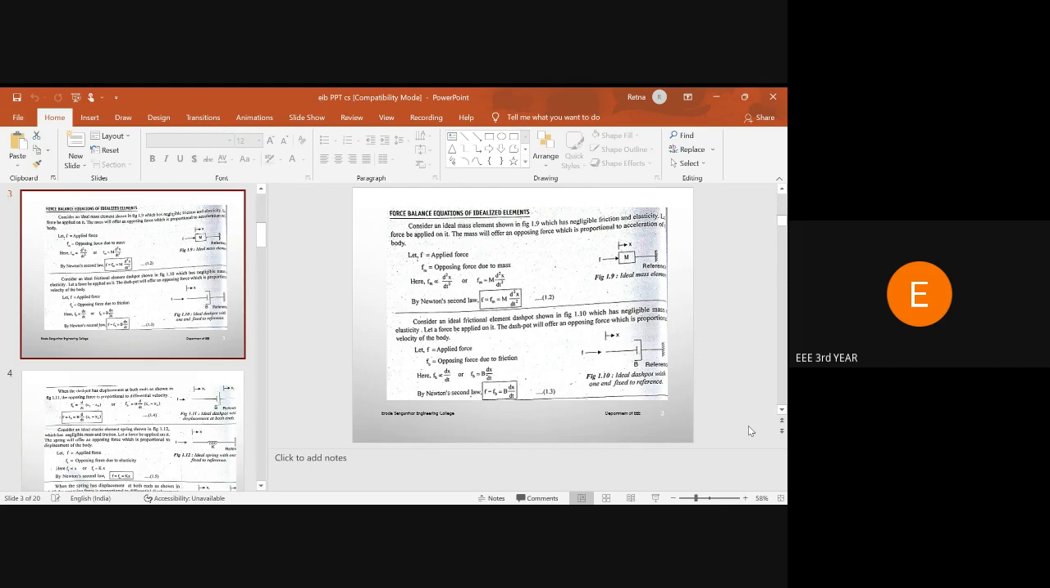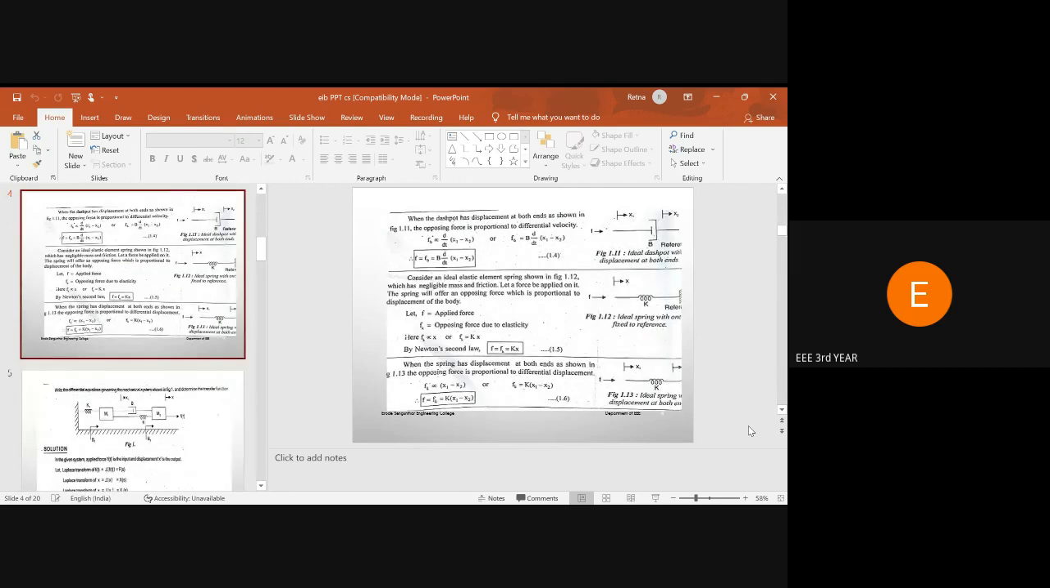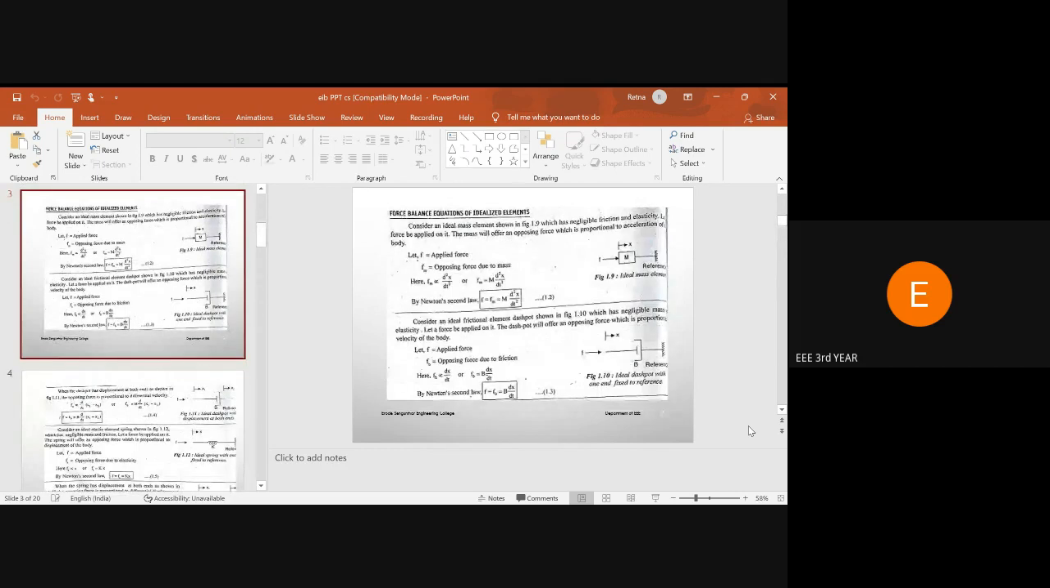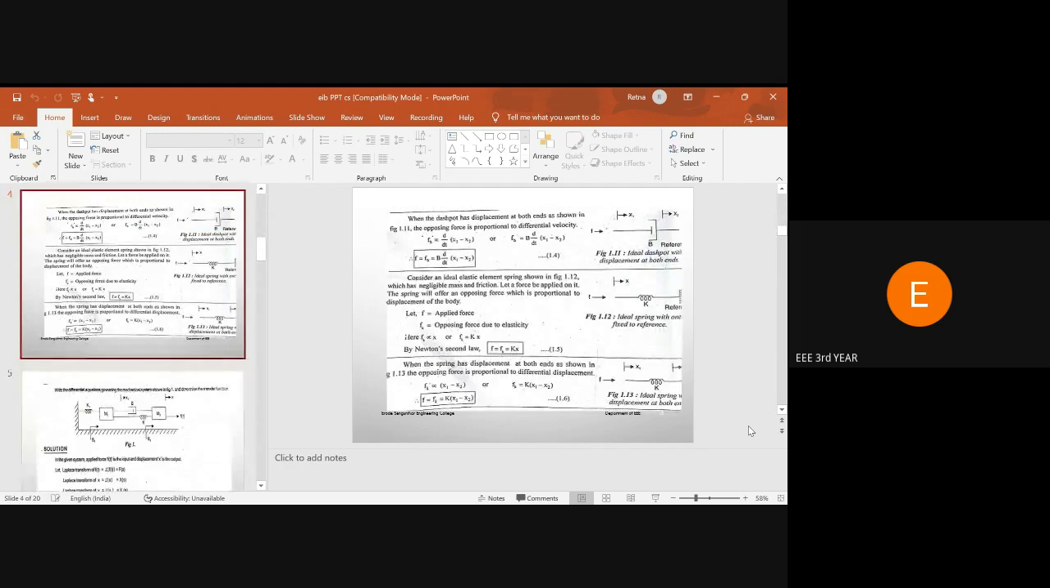Next, opposing force due to dashpot. B is the symbol of dashpot. Fb equal to opposing force due to friction or dashpot. Fb is directly proportional to dx divided by dt, or Fb equal to b into dx divided by dt. This formula is the opposing force due to dashpot, with one end fixed and the other end open. Next, when two ends are open.